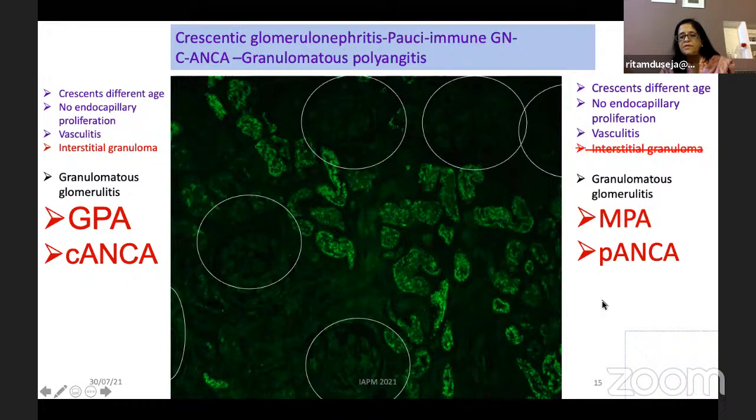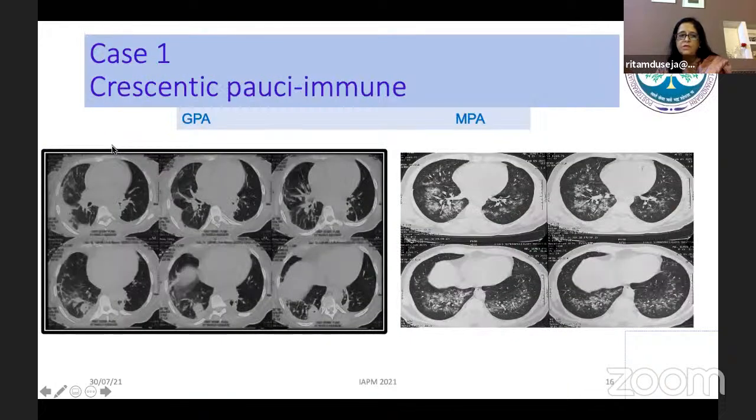Does it make a difference? It does, because this disease is supposed to be bad as compared to granulomatous polyangiitis. This tends to be more recurrent, and doesn't respond to therapy that well as compared to granulomatous polyangiitis. So this difference is crucial. That is why keeping an eye on granulomas becomes important.